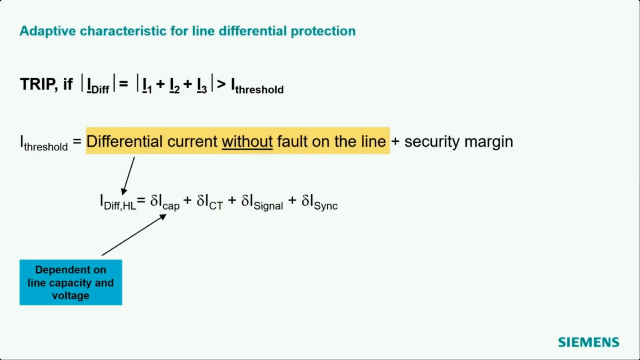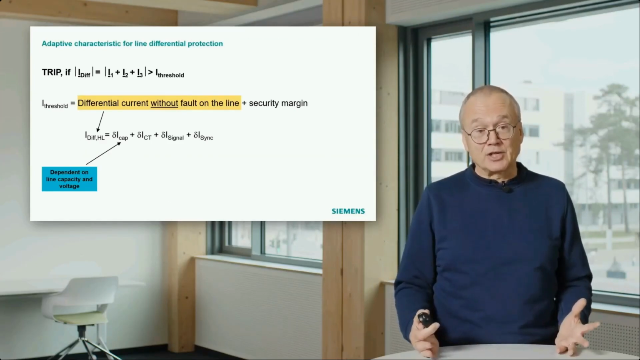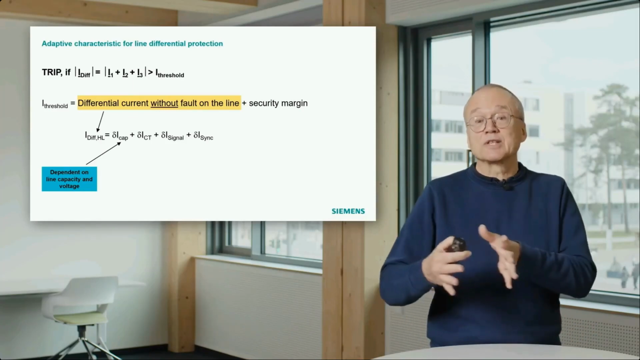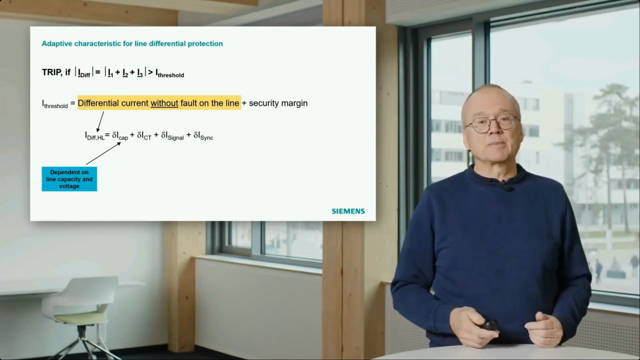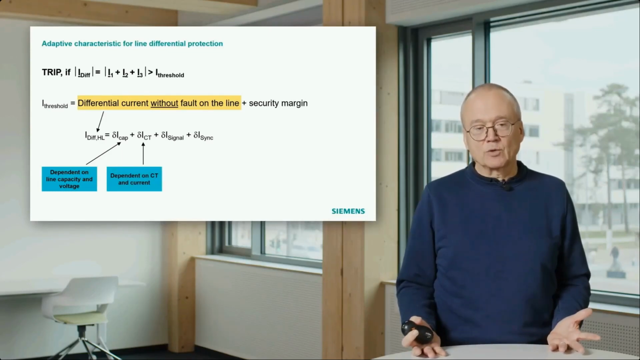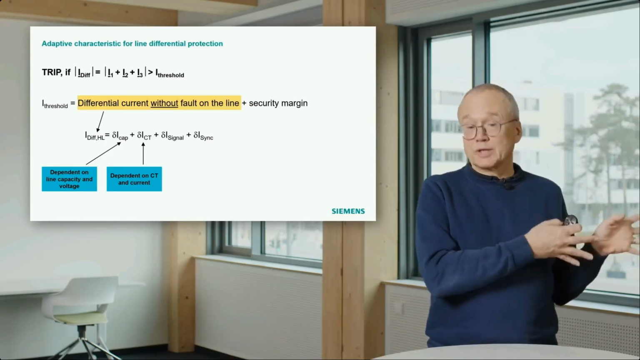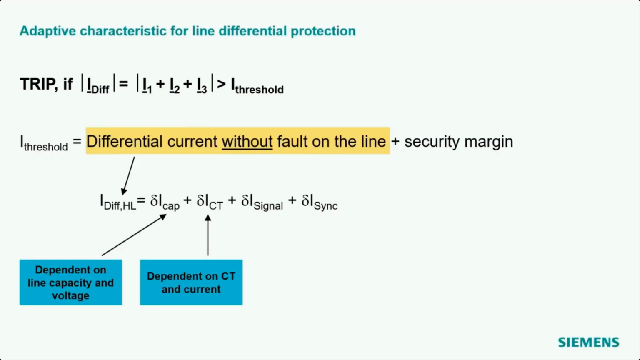The first thing is the capacitive current. That means the line, or especially a cable, has a certain charging current, and this results in a differential current, as we will see in a minute. Then we have current transformer measurement errors. They can generate a differential current, as we already saw in the first part. Then we can have some signal distortion coming from saturation or DC components or whatever. They can generate differential current.